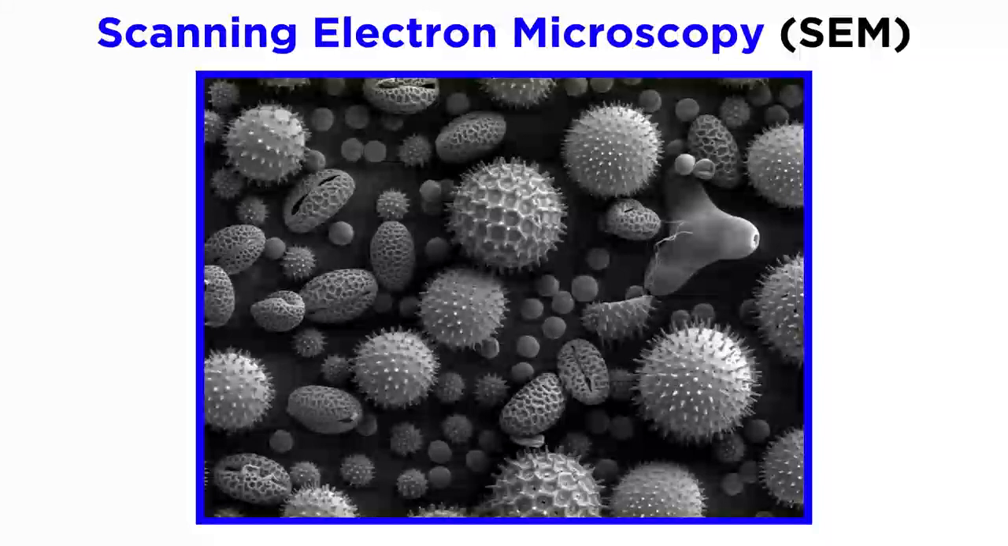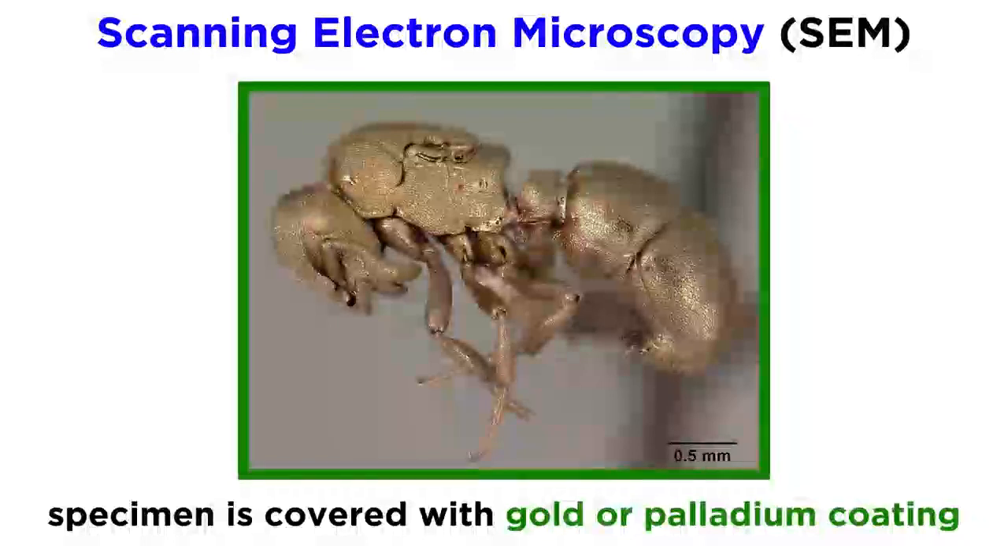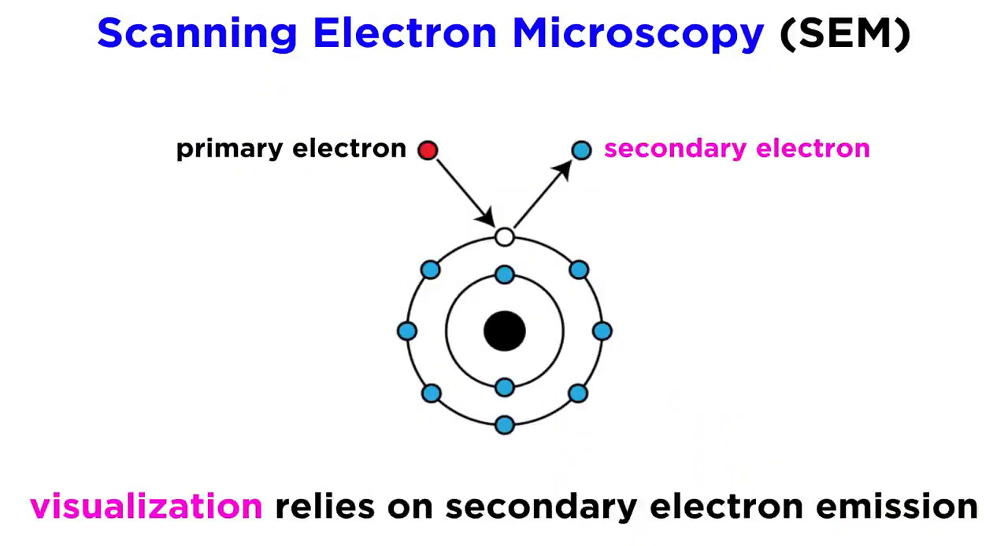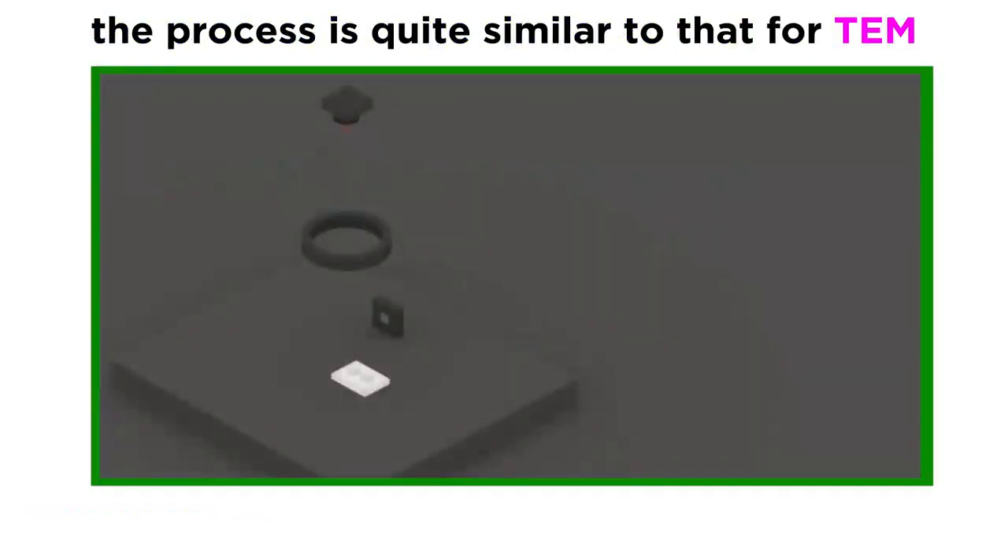The second type of electron microscopy is scanning electron microscopy, or SEM. With SEM, specimens are coated with vaporized gold or palladium ions, because when electrons come into contact with this coating, they cause atoms on the surface of the specimen to emit electrons. These emitted electrons are called secondary electrons, and these are what SEMs use to visualize their specimen. After the coated specimen is secured on the stage of the SEM, the process starts out similarly to TEM in that an electron beam is shot out and accelerated towards the specimen.